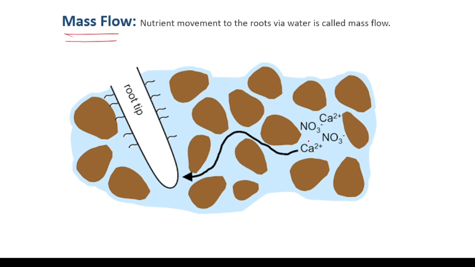Mass flow means, see, here the nitrate and calcium are there. If the water is moving in this direction, all the nutrients will move in this direction, through the pores between the soil particles. They go to the root tip and the root hairs. Clear? This is mass flow.